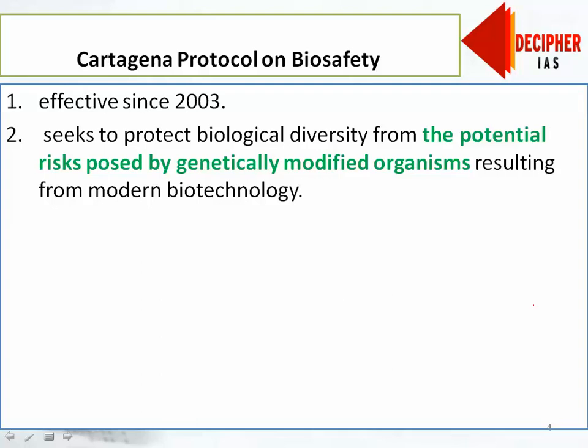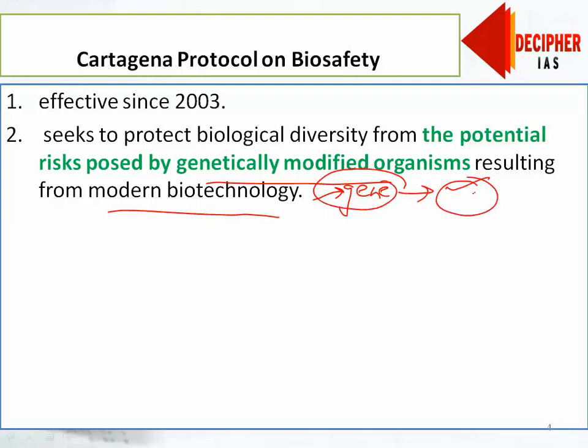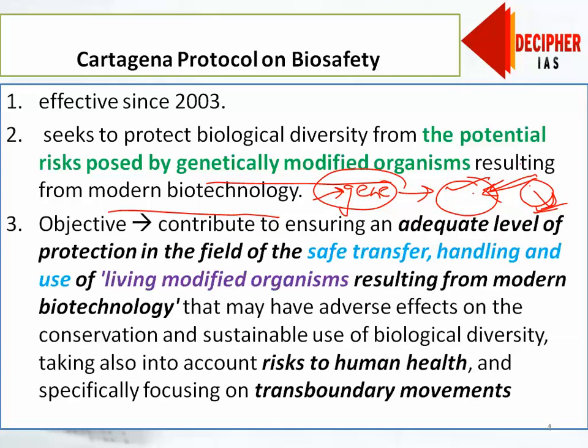It protects the biological diversity from the potential risk posed by the GMOs, genetically modified organisms, which result from modern biotechnology, that is by altering the genome or gene. All the genes which are present in an organism is called its genome. So altering the genome to extract or to take benefit of some favorable property by humans. Fine. So this is done by biotechnology, genetic engineering. Now what was the objective? Objective was to contribute to ensure that adequate protection in the field of safe transfer, handling and use of living modified organisms.